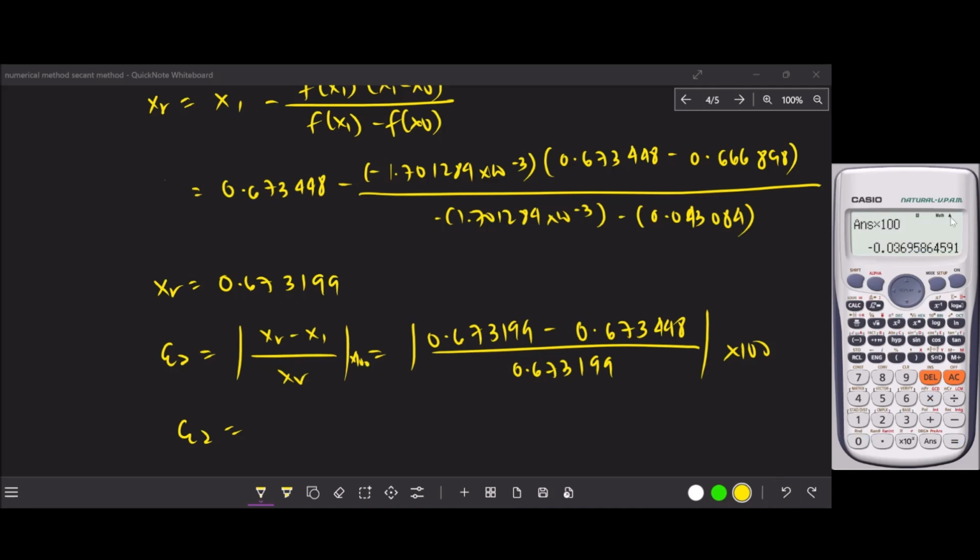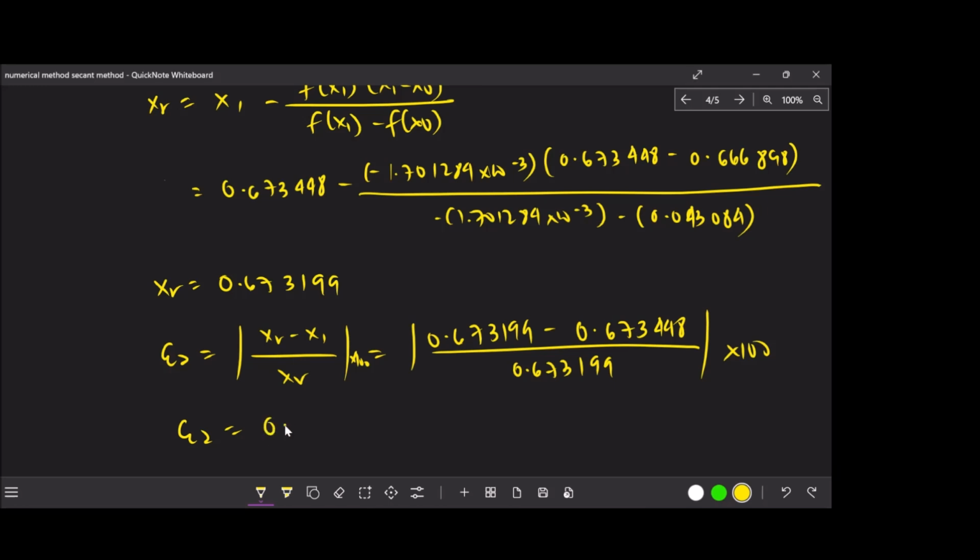So we have 0.037, negative at the absolute value. So we have 0.037%. Okay, so because we are now less than 0.05%, our approximate root is equal to 0.673199. So this will now be our answer. Okay, so I hope you understand something in this video, and as always, enjoy learning.